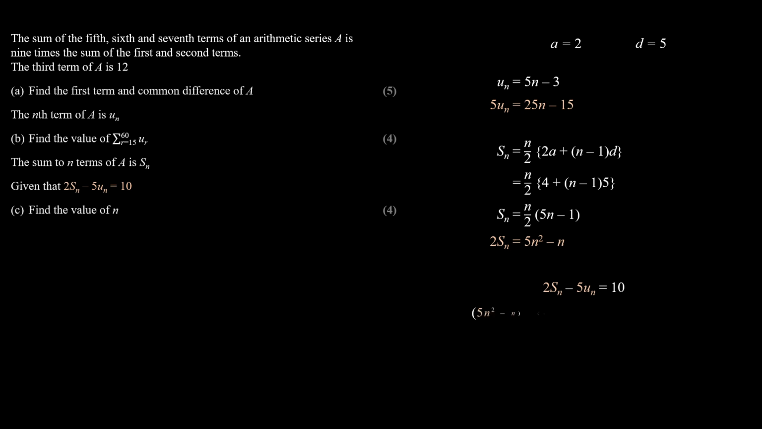Substituting these values into the given expression and simplifying the equation, we obtain 5n squared minus 26n plus 5 equals 0. The quadratic expression can be factorized as 5n minus 1 times n minus 5. Since n must be an integer, we take n minus 5 equals 0, which gives us n equals 5.